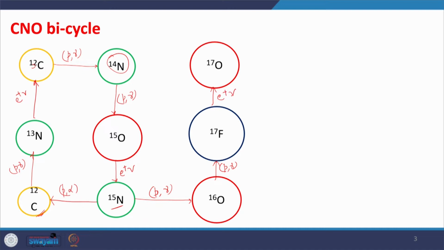See, as the mass number is increasing, the circle size is also increasing. Just for the sake of convenience, I am using different sizes of circles for different nuclei. Okay. And this oxygen 17 undergoes reaction with proton, producing alpha particle and giving rise to nitrogen 14. So, we can say that this is cycle 1 and this is cycle 2 in CNO.